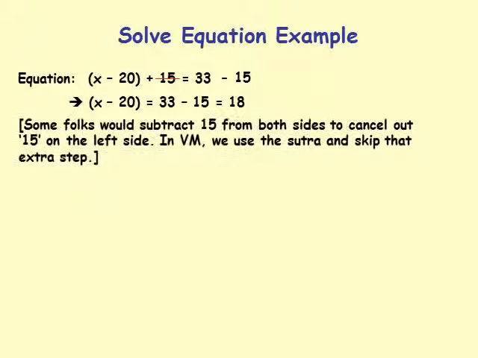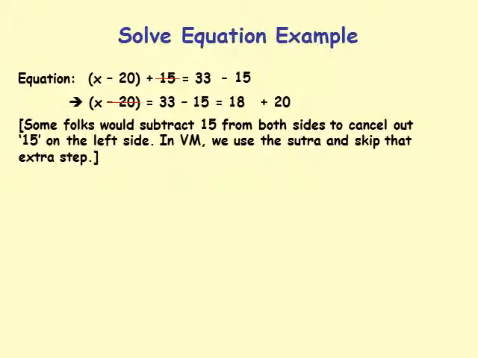Let's continue here. Some folks would subtract 15 from both sides to cancel out 15 on the left. In Vedic math, we use the sutra and skip that extra step. So you could have subtracted 15 from both sides, cancelling out the 15 on the left, and would have 33 minus 15 on the right. But we'll use the sutra that added terms get transposed to subtracted terms when we move across the equal sign. Let's continue here.